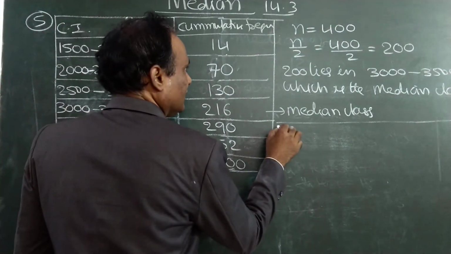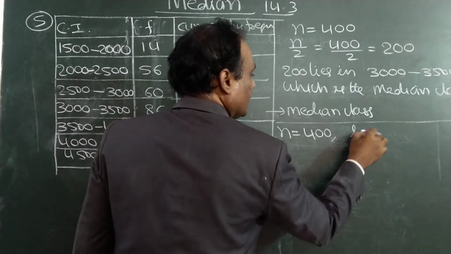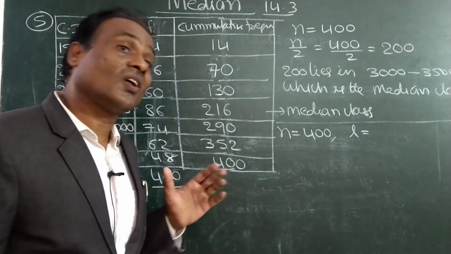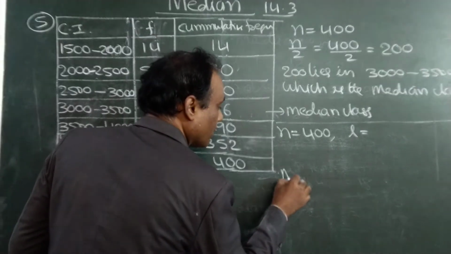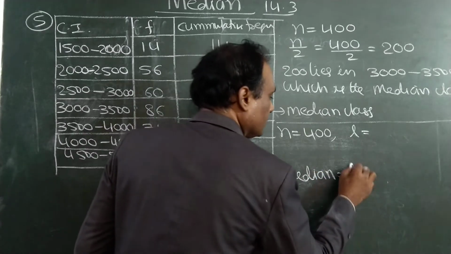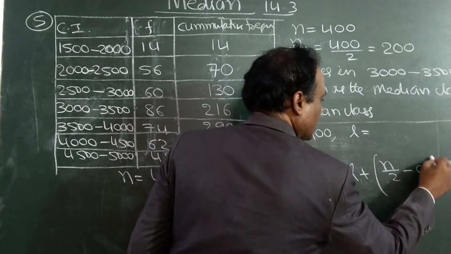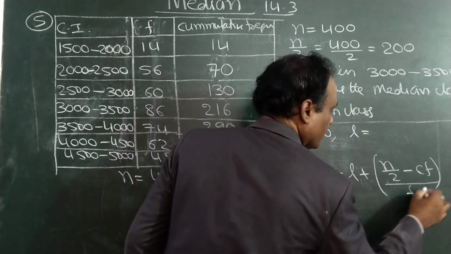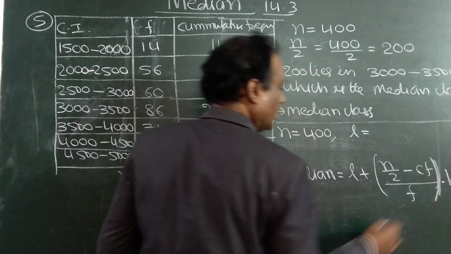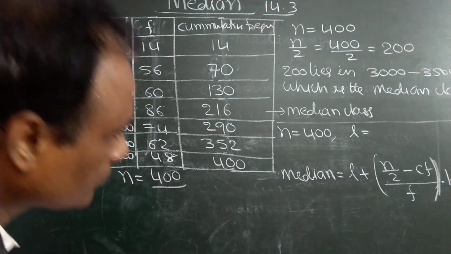Here N is 400 already. See the symbols, see the formula. Just now I gave the formula, no? In that, what are all required? What is the formula for median? Look at the formula: L plus (N by 2 minus CF) by F into H. That is the formula I gave.